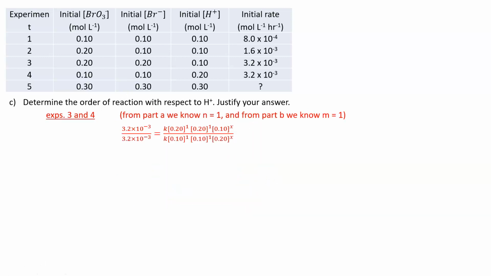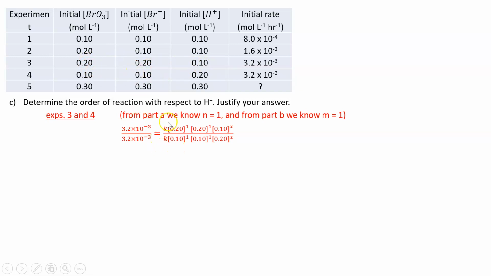And part C. We want to determine the order of the reaction with respect to H+ and justify our answer. Now, there's more than one way to do this, but we're going to solve this with a mathematical solution using experiments 3 and 4. I'm intentionally using 3 and 4, even though there are other choices that I could use, because everything's changing.